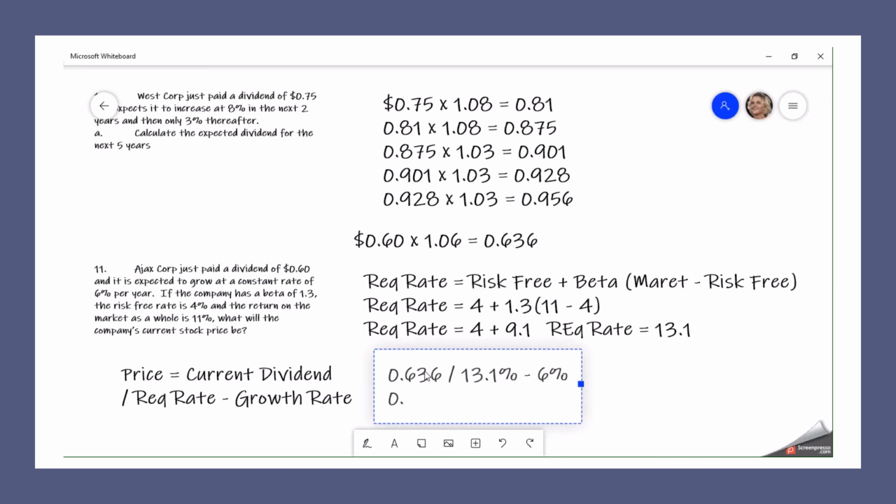And then to simplify that, now when I get to this step, I'm going to put those back into decimals. So 13.1% minus 6% is 7.1%. But in order to do the math right, I must make sure that I put that in decimal form. Don't leave it as a whole number. Okay, so then 0.636 divided by 0.071 gives us 8.96 if I round it to the nearest dollar. So that would be how much we would be willing to pay for a share of that stock. And it's low probably because, again, it's a riskier stock with that higher beta.